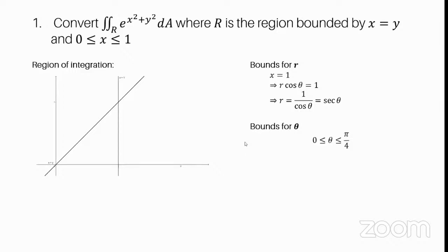So, if we're going to set up our double integral, meron na tayong bounds for r and theta. Tapos, papalitan na lang natin tong x squared, y squared. We know that x squared plus y squared is equal to r squared, and of course, we'll change dA to r dr d theta. So, we'll have integral from 0 to pi over 4, integral from 0 to secant theta, e to the r squared r dr d theta.